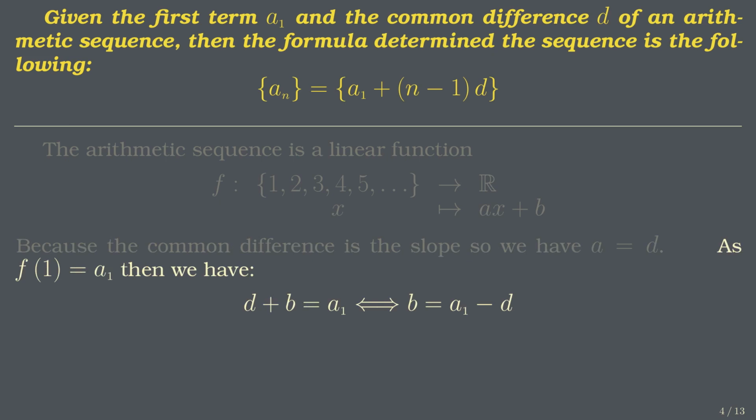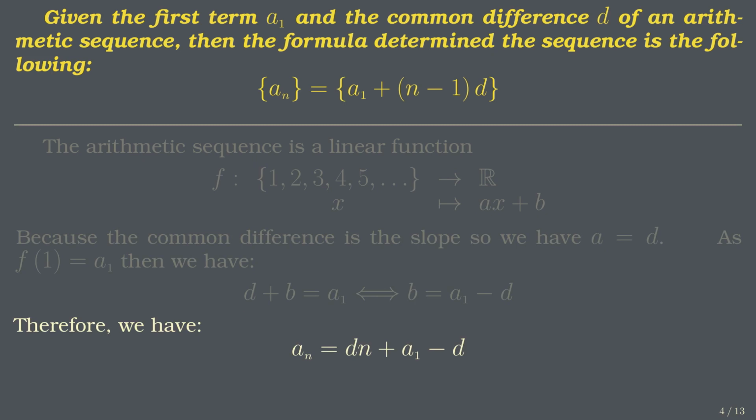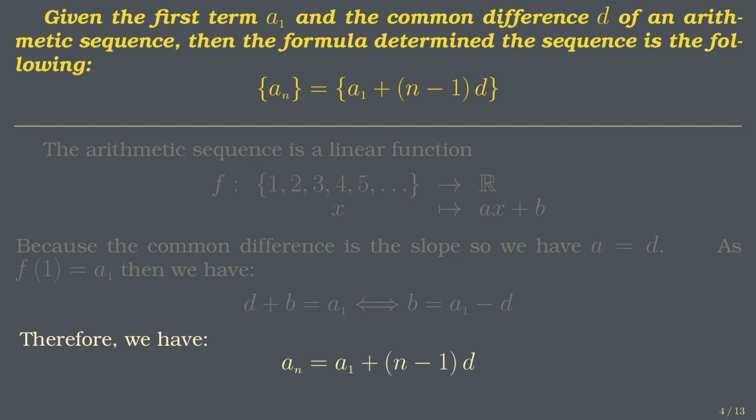Now pack them together: an is equal to d times n plus a1 minus d, which is nothing but a1 plus n minus 1 times d.